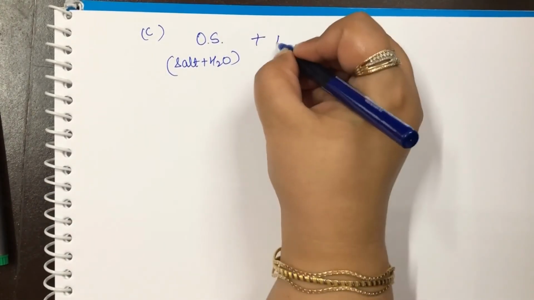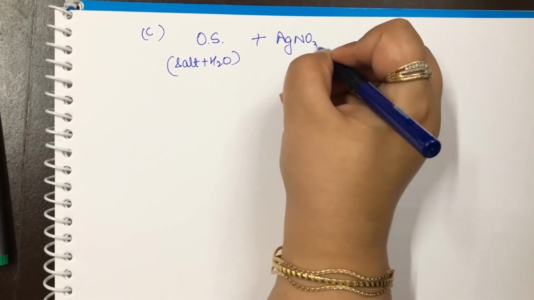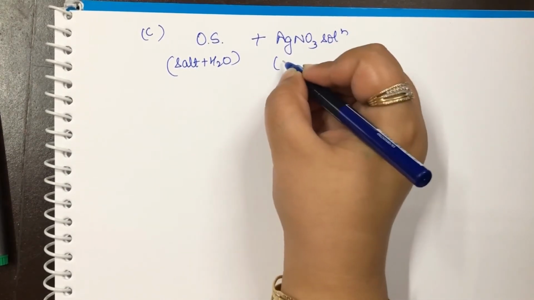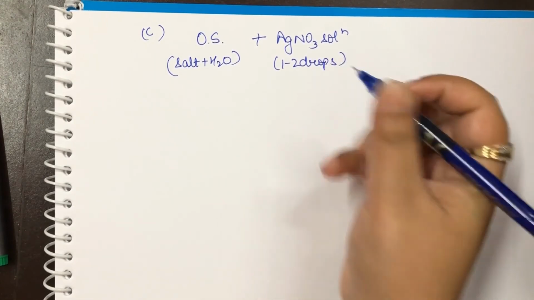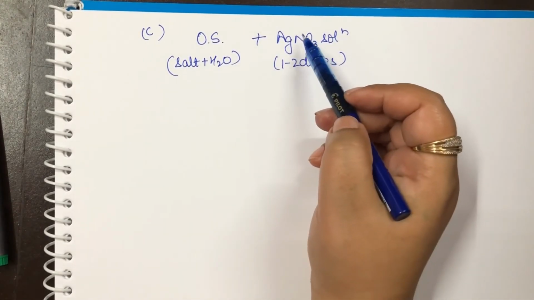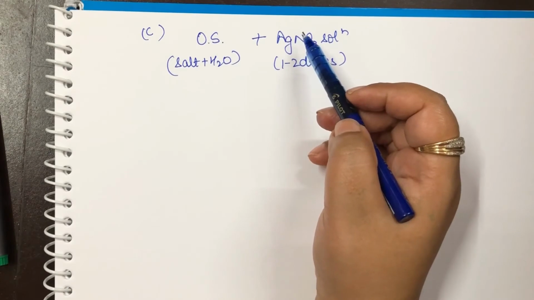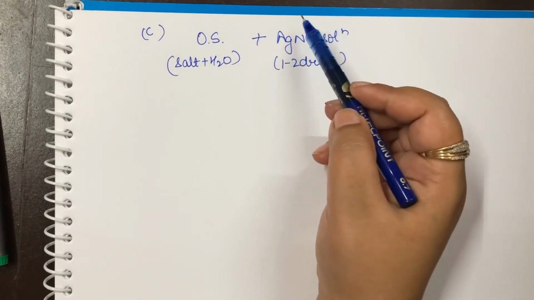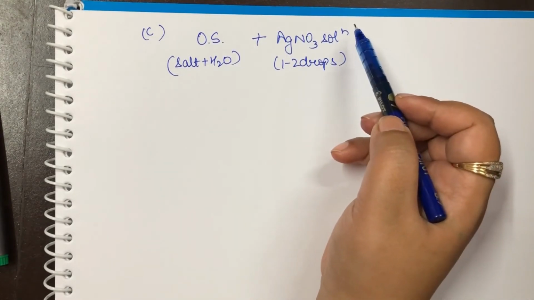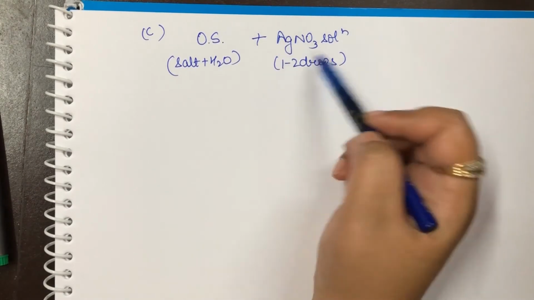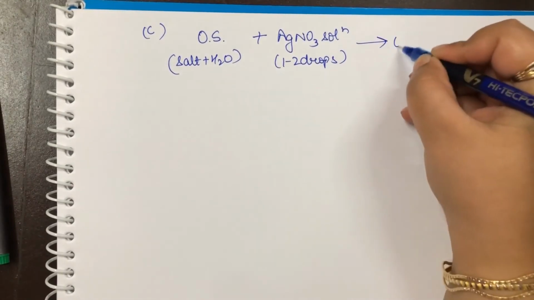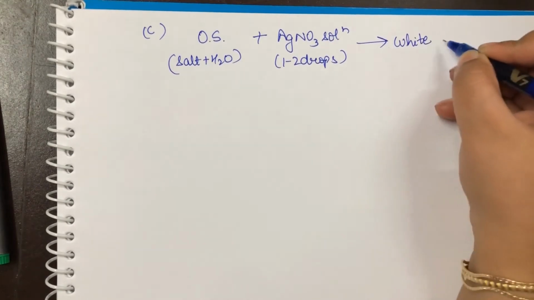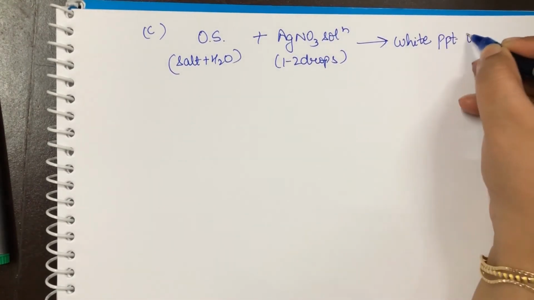Now you add AgNO3 solution. What is AgNO3? It is silver nitrate, 1 to 2 drops. You will always find silver nitrate solution in dark bottles because all the silver salts are photosensitive. They will break down on interaction with light, so they are always in black bottles. Silver nitrate here, and you get a white precipitate of AgCl.